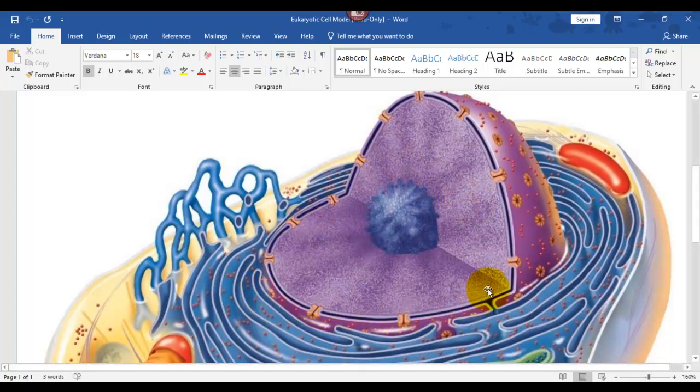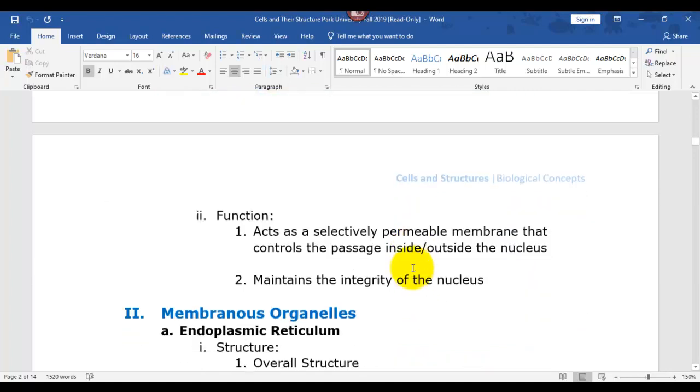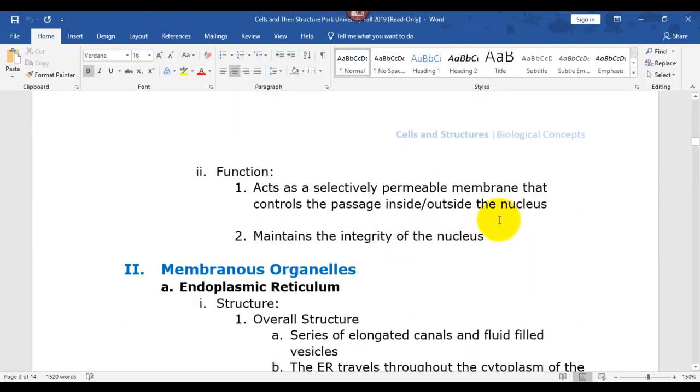So that's the nuclear membrane. It's called a selectively permeable membrane. That means that it's going to allow certain substances to cross over, and also leave, and then it's going to exclude others. So it's called selectively permeable. Not every single thing inside of a cell or leaving the nucleus can cross the nuclear membrane.